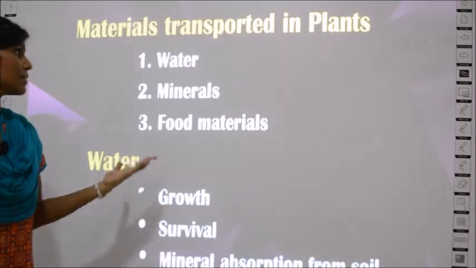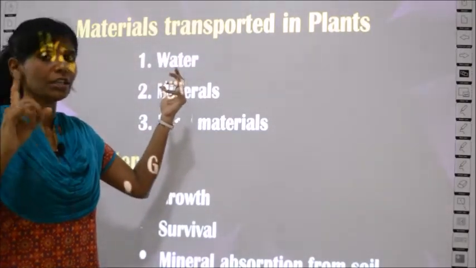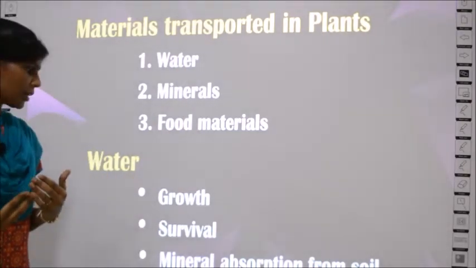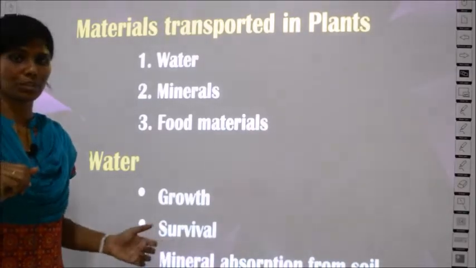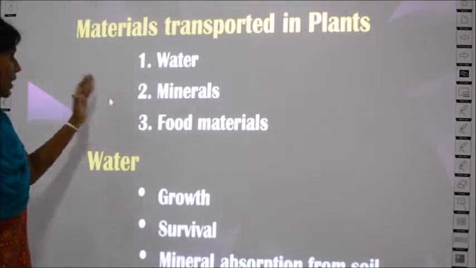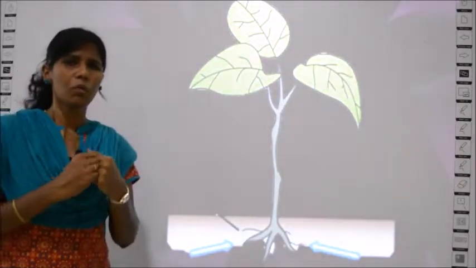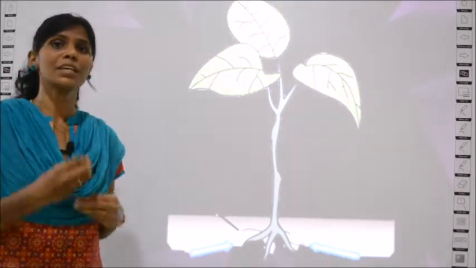So what have we studied? 3 materials to be transported in plants: water, minerals and food materials. 3 uses of water: growth, survival and mineral absorption. So clear now? Let us move to the next part. Okay, so I have told you water moves inside. I am constantly repeating that water is moving inside the plant.